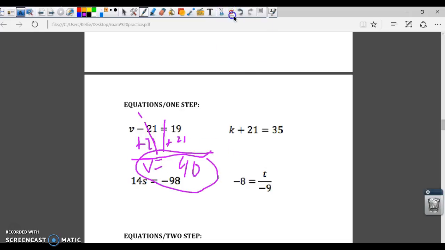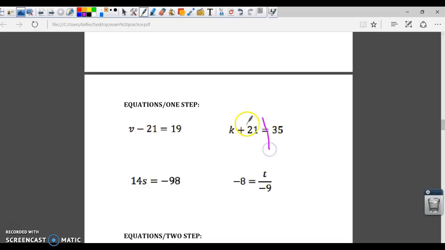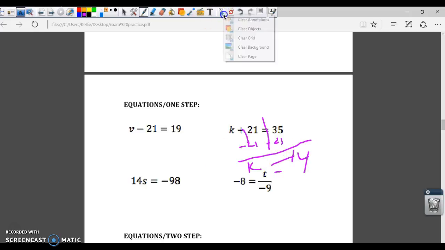So now you have v equals 40, final answer. Let's do this one, okay? So in order to get k by itself, I have to do the opposite of what I see. So this is minus 21 on both sides. I'm hoping by now this looks kind of familiar to you. So if I subtract 21 on both sides, I will get 14 over here. That cancels out, so k equals 14.